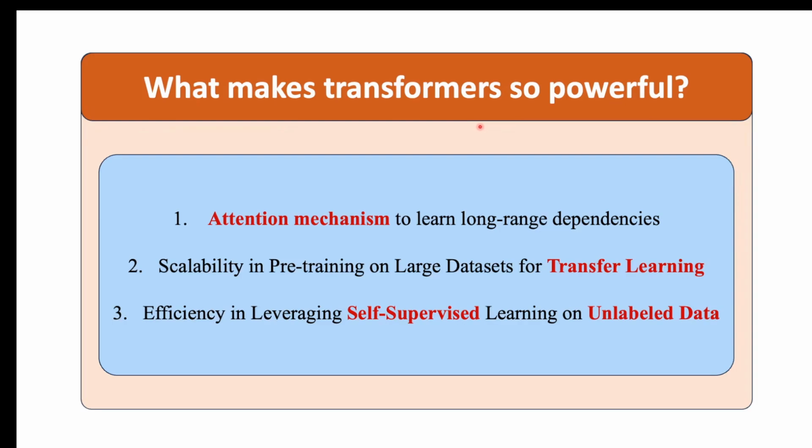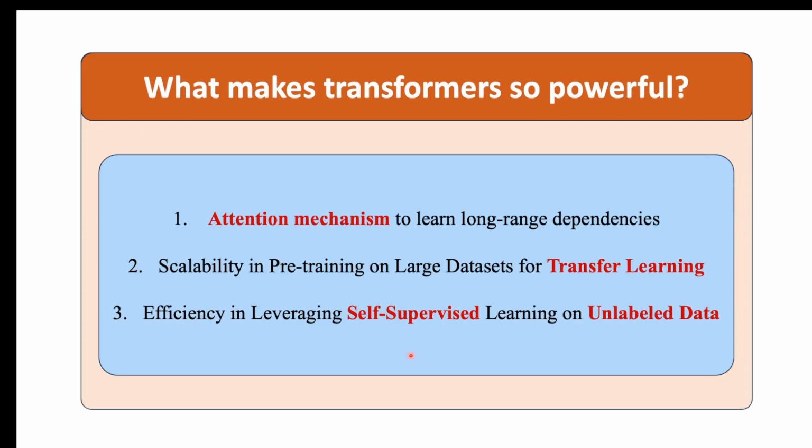You might have heard about the emerging properties of transformers. What factors make such emerging properties? Obviously, the first answer is the attention mechanism, which helps in modeling long-range dependencies. But besides that, there are these two other factors. The scalability of transformers for pre-training on very large datasets, which makes them suitable for transfer learning, so that we can pre-train them on large datasets and then fine-tune them for some smaller downstream tasks. And lastly, transformers have been very effective for self-supervised learning, which allows us to leverage unlabeled data.